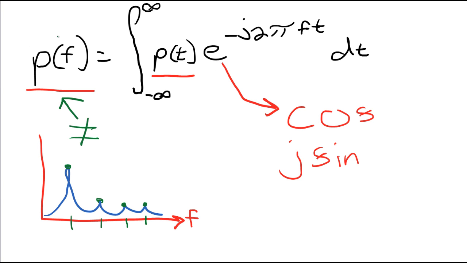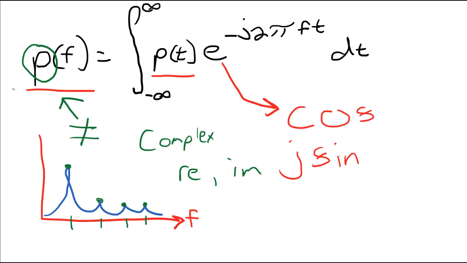The result we get out of here, P of f, is a complex number. It has a real and an imaginary part, and that's key to understanding what comes out of a Fourier transform. If it has a real and imaginary part, we can look at magnitude and phase. Here's a magnitude plot, and that's what we usually look at, the magnitude of the correlation. That's an important distinction. The output is a complex valued function because we have a complex valued input.